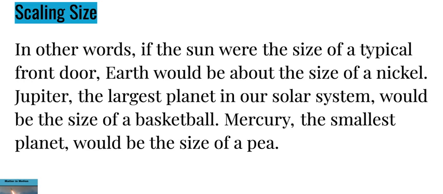In other words, if the sun were the size of a typical front door, Earth would be the size of a nickel, Jupiter, the largest planet in our solar system, would be the size of a basketball, and Mercury, the smallest planet, would be the size of a pea.